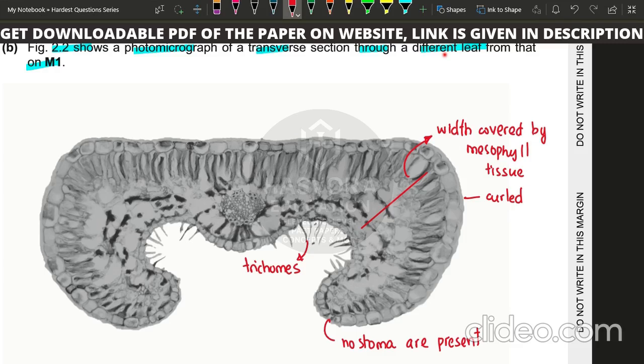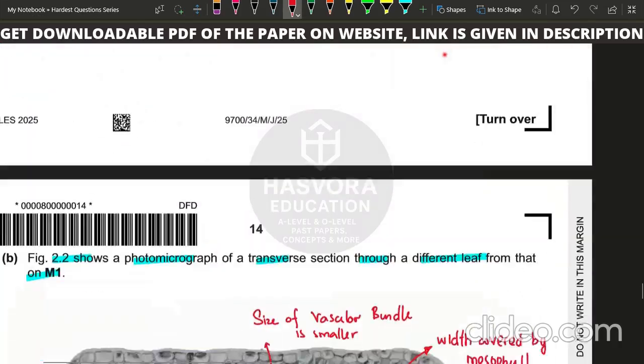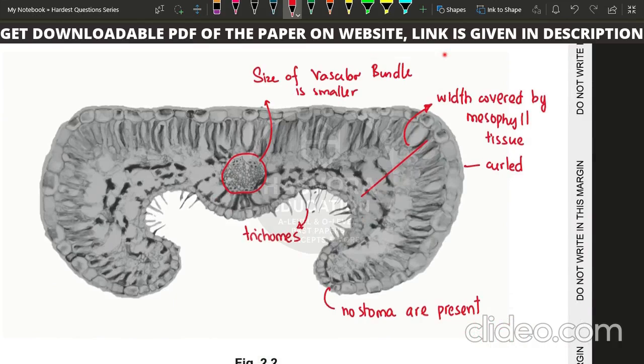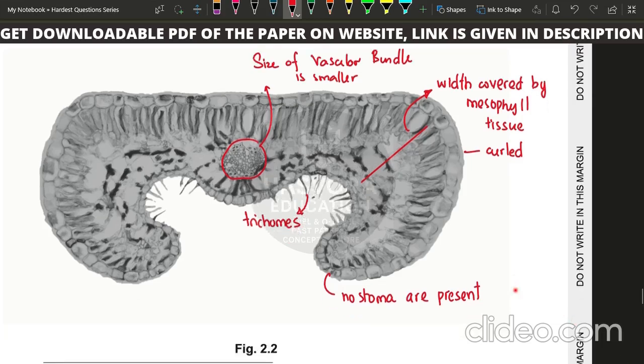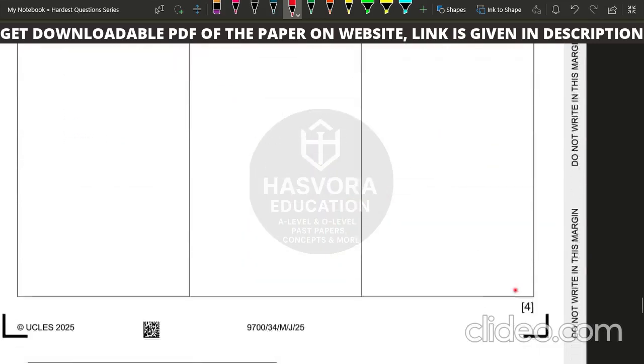Then the next thing that you can see here is the vascular bundle. Here the size of the vascular bundle is smaller, while on the slide of M1 we have a larger vascular bundle. In most cases you have numerous vascular bundles, but here we only have one. You can also write about the number. So I have given you more than 4 observable features. You can write any 3 of them.